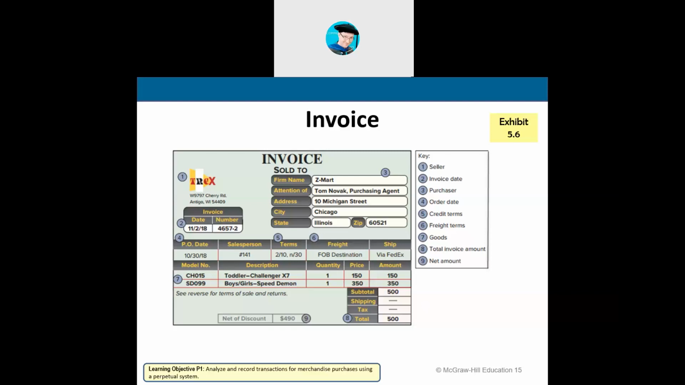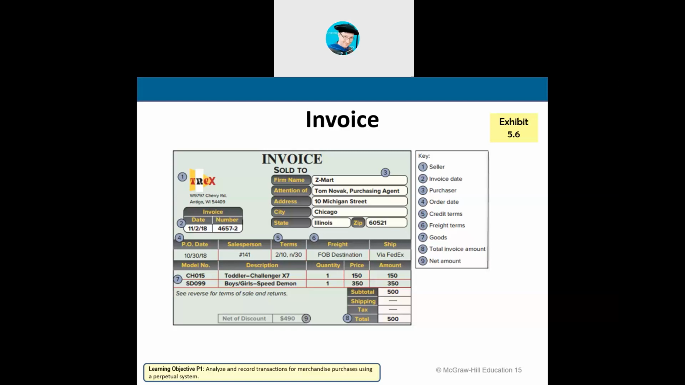Number 6 on here is freight terms. Freight terms tells us who is responsible for the merchandise as it's in transit. Is it the customer or is it the vendor? That tells us who's responsible. FOB means free on board. We'll talk more about that.